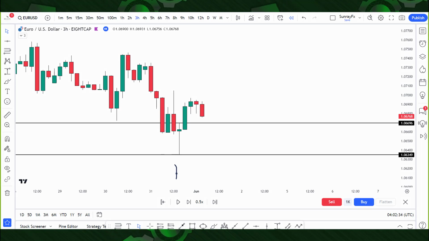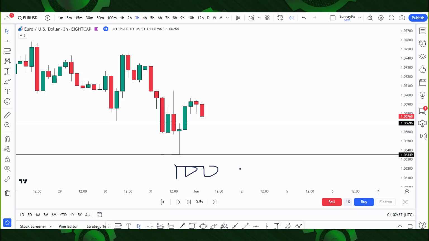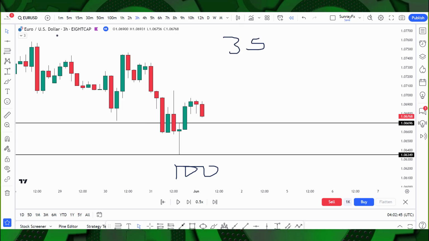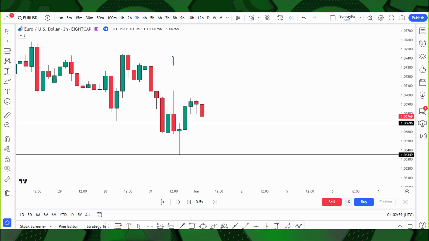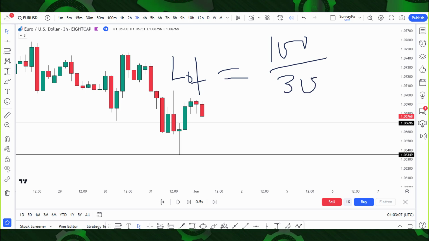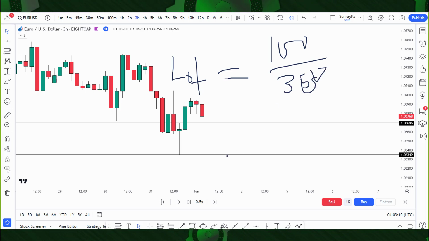Let's assume that you are risking $100 on this trade. So what will be your lot size? You have to consider the risk that you are risking. You are risking 35 pips, and the pip value of EUR/USD is 10. So 35 times 10, that is 350, right? So you have to know how to do the lot size calculation. Your lot size is equal to the amount that you are risking, 100, divided by 350. Whatever you get will be your lot size.